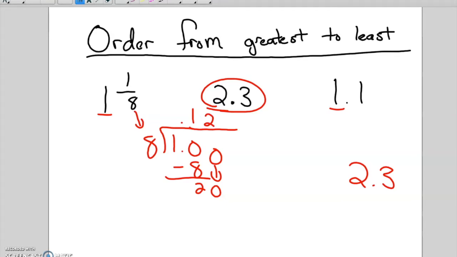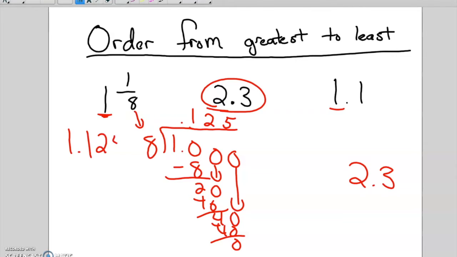2 times 8 is 16. Subtract, 4, put in a 0. 5 times 8 is 40. Subtract, 0. Okay, so this would be 1 whole here. And the decimal part is 0.125.